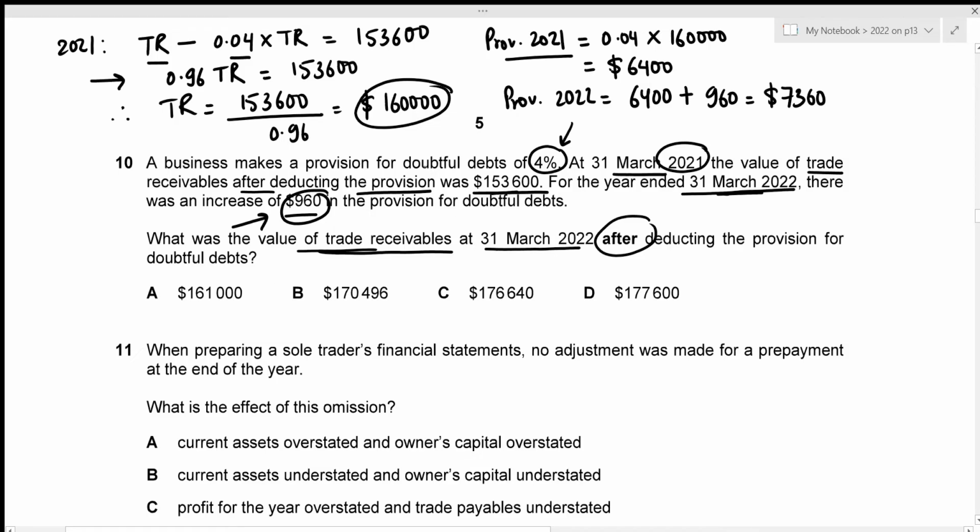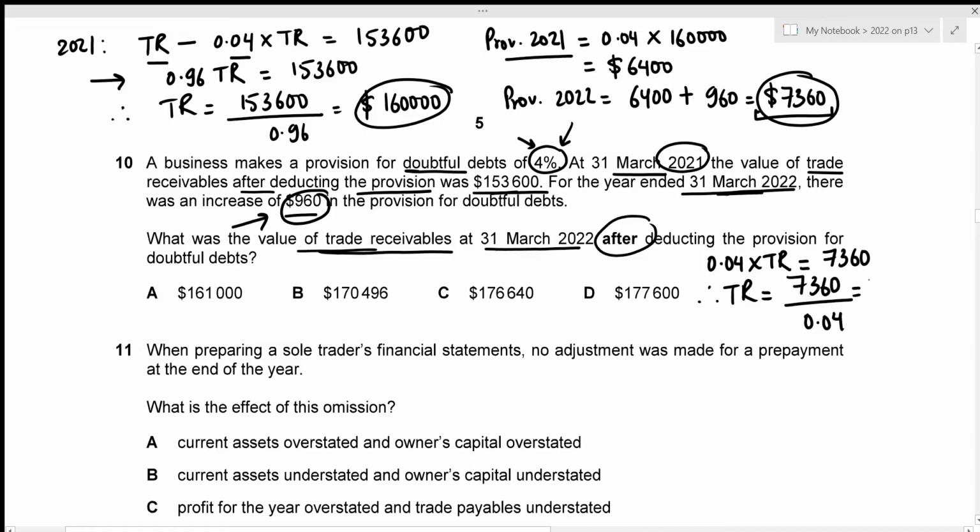Now, we need to figure out the value of trade receivables, and the relationship between the trade receivables and provision for doubtful debts is that 4% of trade receivables is the provision. So we already have the provision amount, and from this, we can figure out our trade receivables value. That is just 4% of trade receivables is the provision amount, which is 7,360 for the year ended 31st March 2022. Which means that the value for trade receivables is 7,360 divided by 0.04, which results in the value of 184,000.